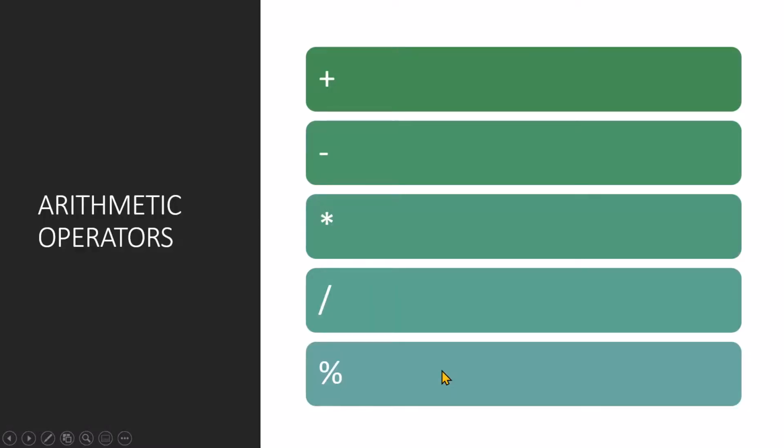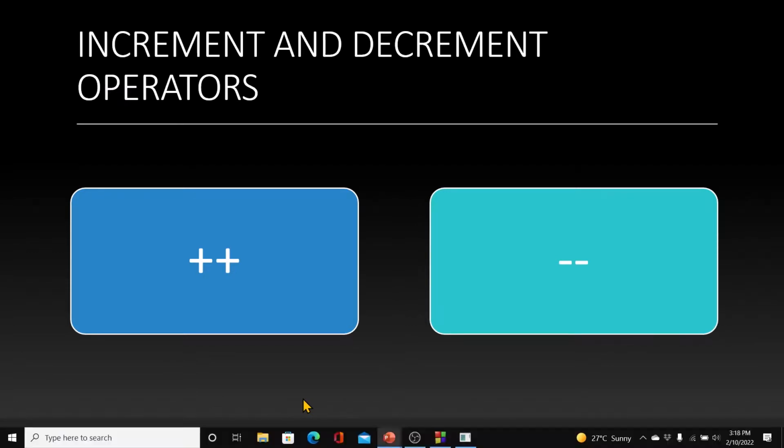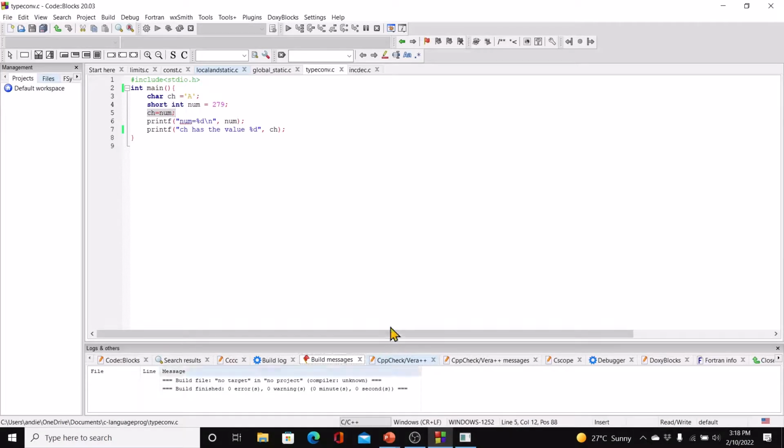Now coming to arithmetic operators: addition, subtraction, multiplication, division. This is modulo, which gives us only the remainder of a division. We're not going to use these today. We're going to look at them in code in the next session. Coming to increment and decrement operators. Now this we need to understand because we're going to use this in code in the next session.